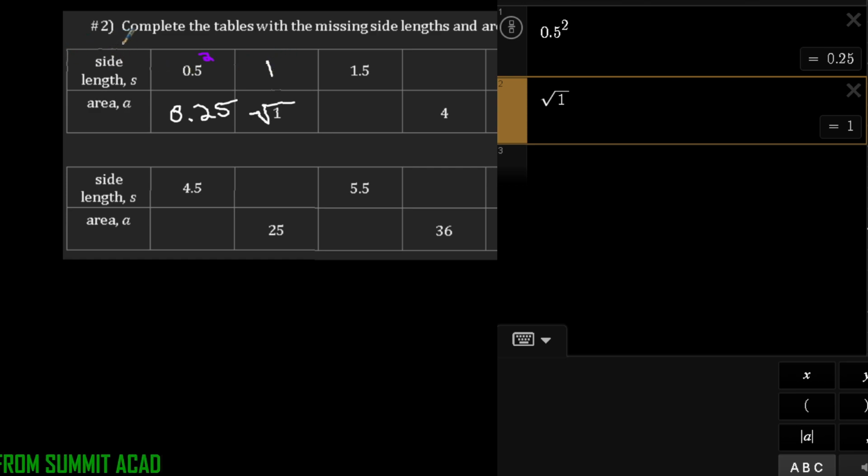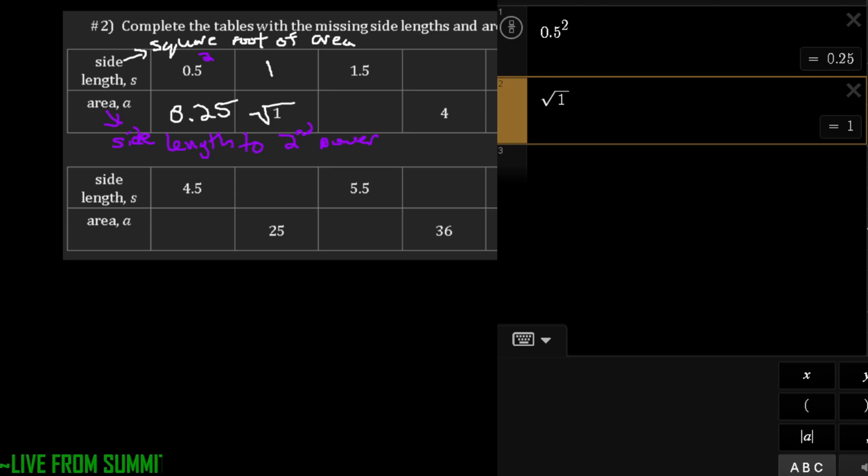So when you're finding side length, this is the square root of area. When you are finding the area, this is side length raised to the second power, or an exponent of 2.